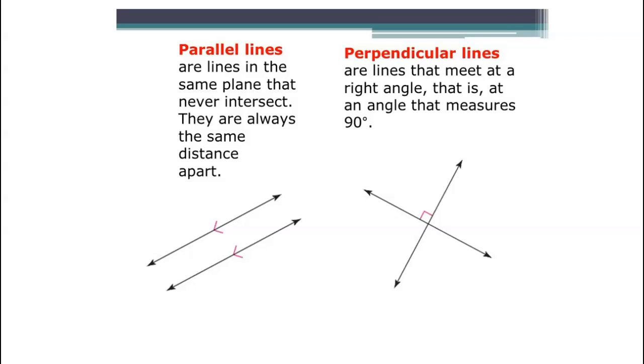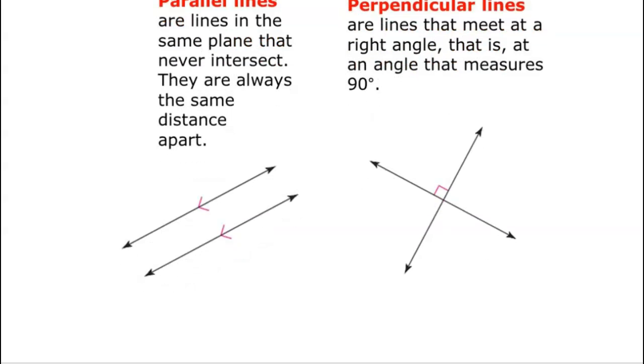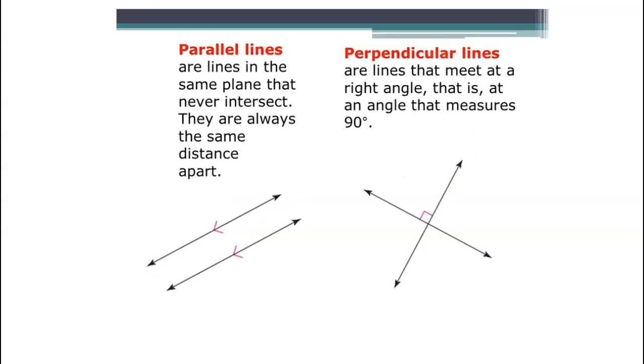How we represent parallel lines, which will help us later on when we talk about geometry and angles, are these arrows on your lines. These help us represent parallel lines. So again, they never intersect. We want to make sure we highlight that. They never intersect.